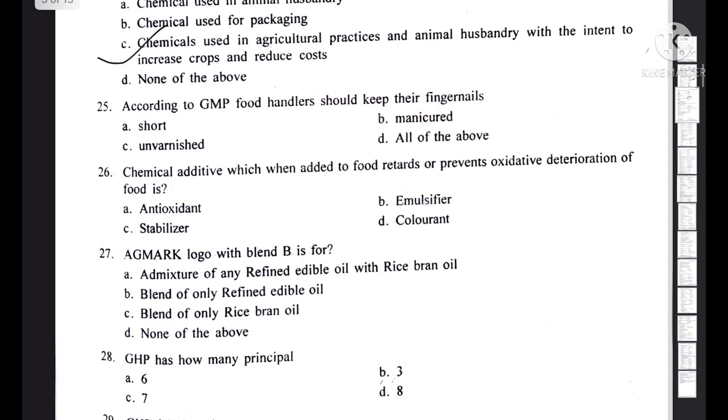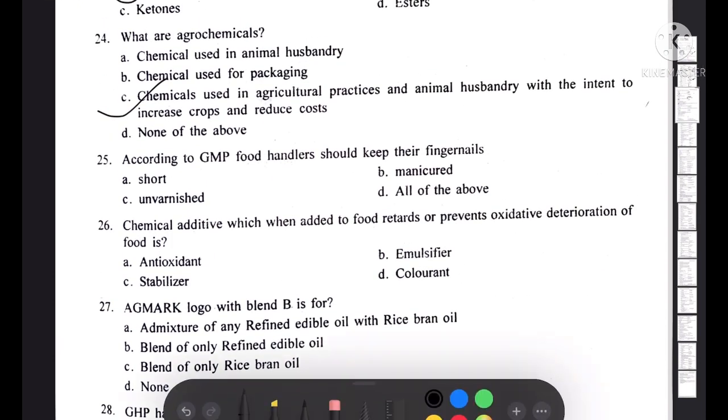Next. According to GMP, food handlers should keep their nails short, manicured, unvarnished, or all of the above. So, according to GMP, food handlers should keep their nails short, manicured, and unvarnished. There should not be any varnish or nail paint on their nails. So the all of the above option is correct. They all relate to hygiene.